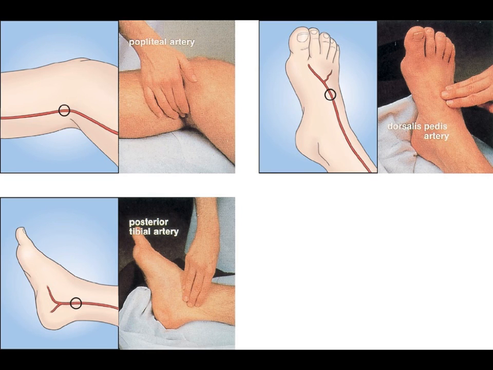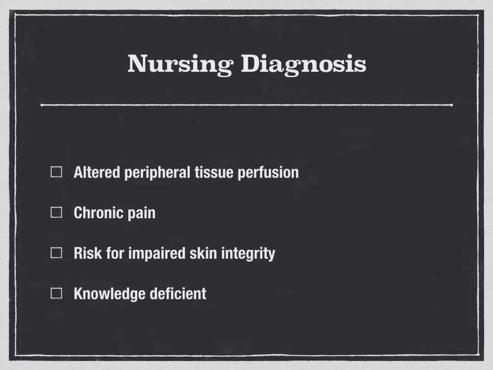This is just some places that you can palpate for pulses as you're doing your assessment. And then just some nursing diagnoses. What can we anticipate as we're assessing our patient? Do they have altered tissue perfusion? Chronic pain? They could be at risk for impaired skin integrity, and then knowledge deficit.